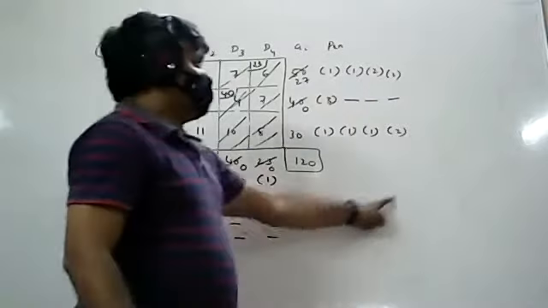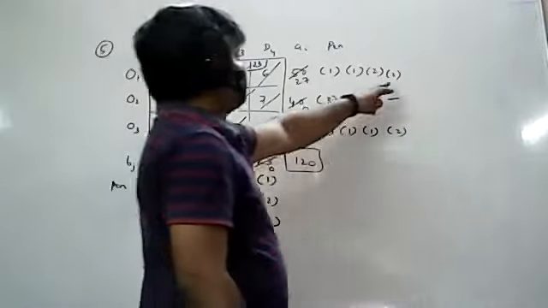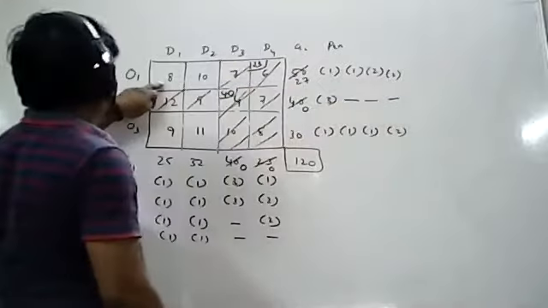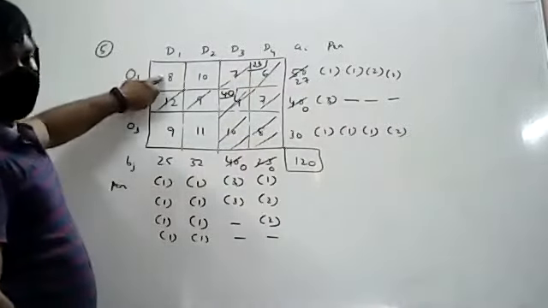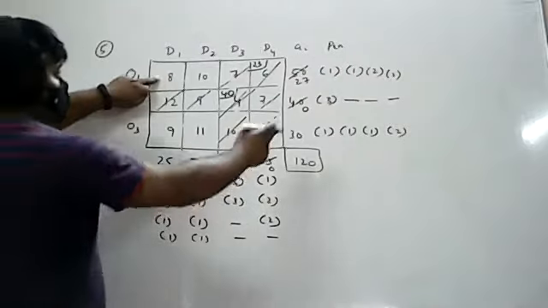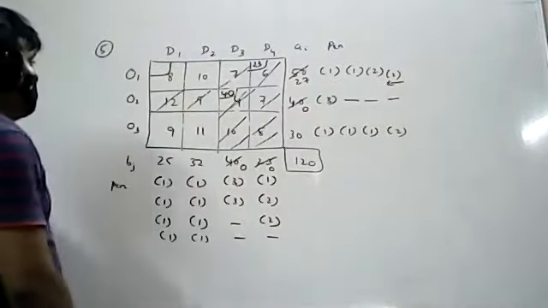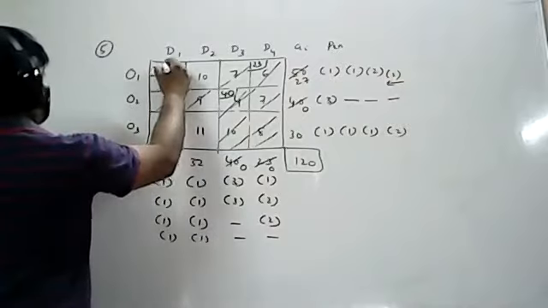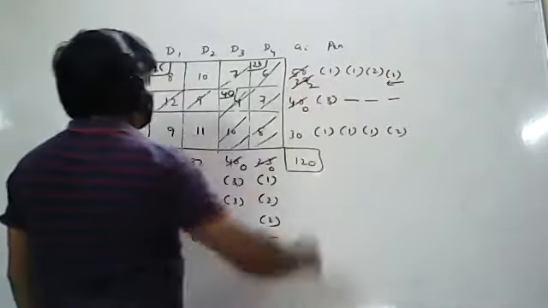Go for the highest penalty among rows and columns. What is the highest penalty? 2. Again, it occurs twice. In this 2, what is the minimum element? 8. In this other 2, what is the minimum element? 9. Which is minimum, 8 or 9? 8 is minimum, so you have to choose this one. So the next allocation is made here. 27, 25. The minimum element is 25. 25 minus 25 is 0, and 27 minus 25 is 2.